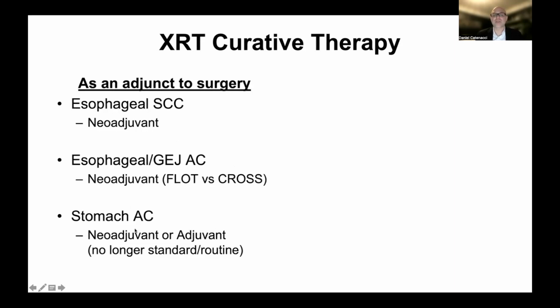For stomach cancers, radiation used to be used pretty routinely adjuvantly after surgery along with chemotherapy. But a number of studies, as we'll talk about in a later video, really showed that there was no advantage to that. And so it's, in my opinion, no longer considered a standard or routine to give radiation therapy for the majority of patients having had a resection of their stomach cancer.